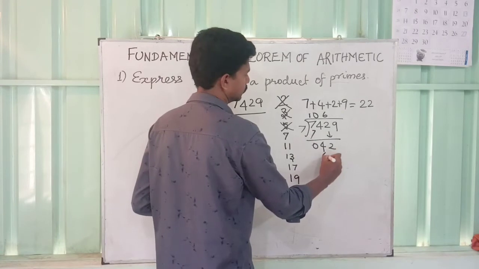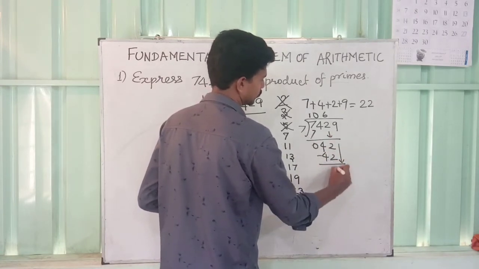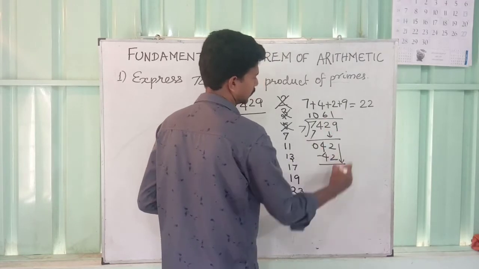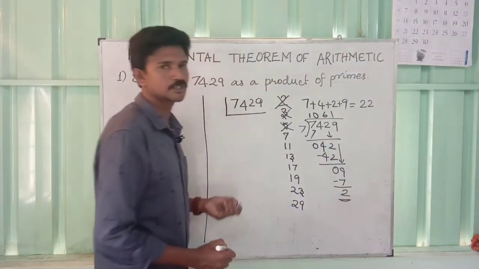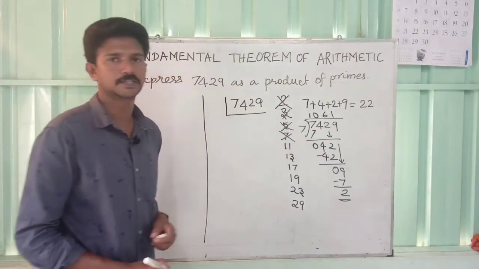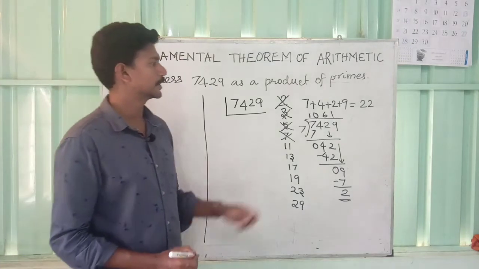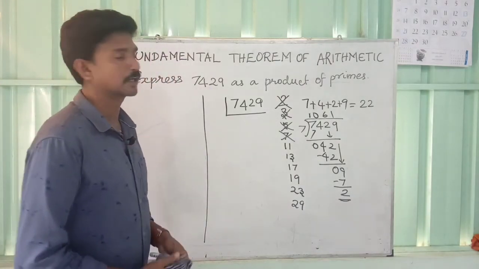6 7s are 42, then we take it down, this is 0, we take it down 9, 1 time 7. So we are getting remainder as 2. It is not divisible by 7. So 7 is not possible. Then we can go for a divisibility. We can check for 11.